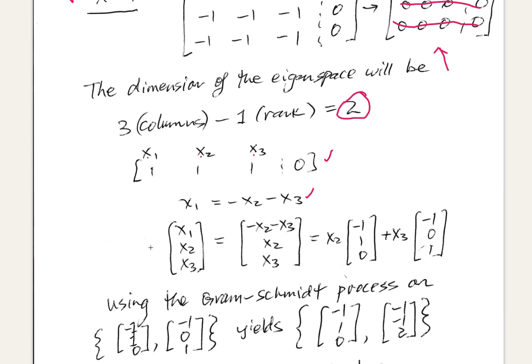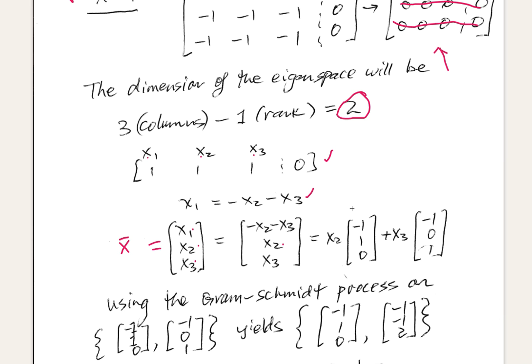Okay? Now let's maybe call this our eigenvector. I'm not putting a subscript on that, by the way, because there's actually going to be 2 of them as a basis. But let's say this is one of our eigenvectors, x sub 1, x sub 2, x sub 3. X sub 1 is what? Negative x2 minus x3, x2, x3.